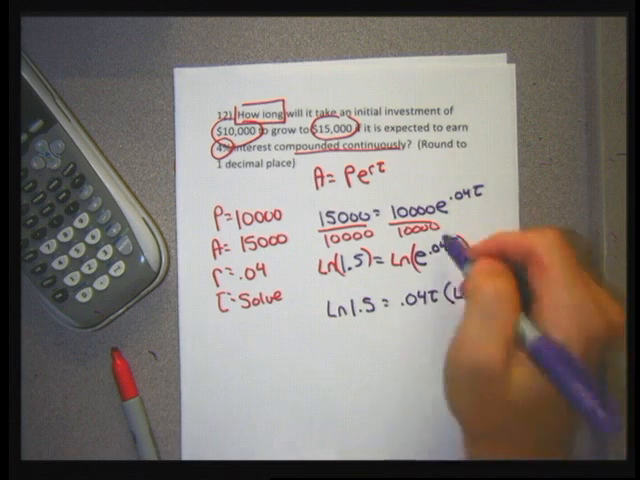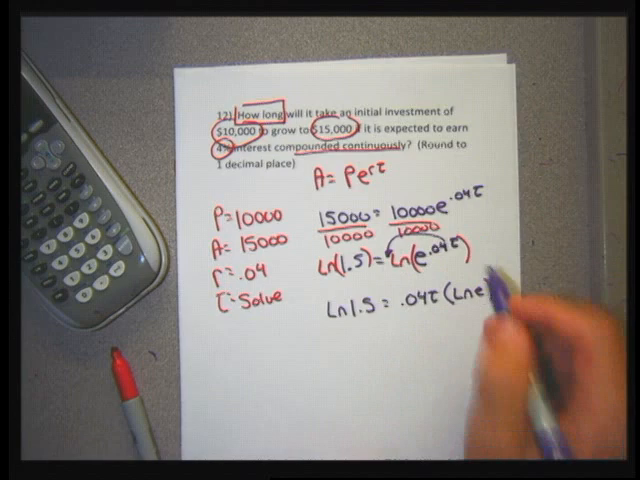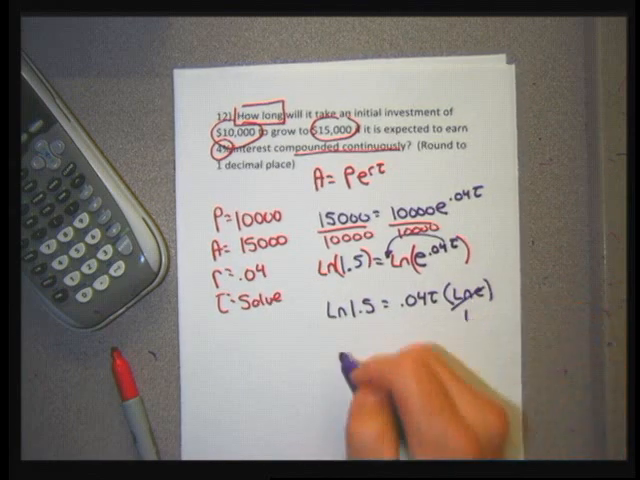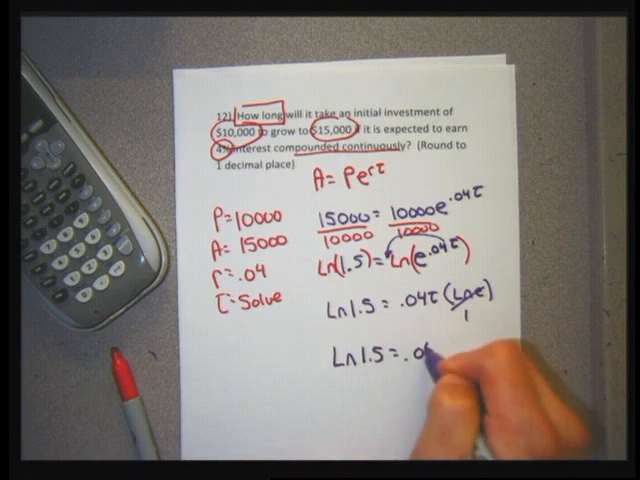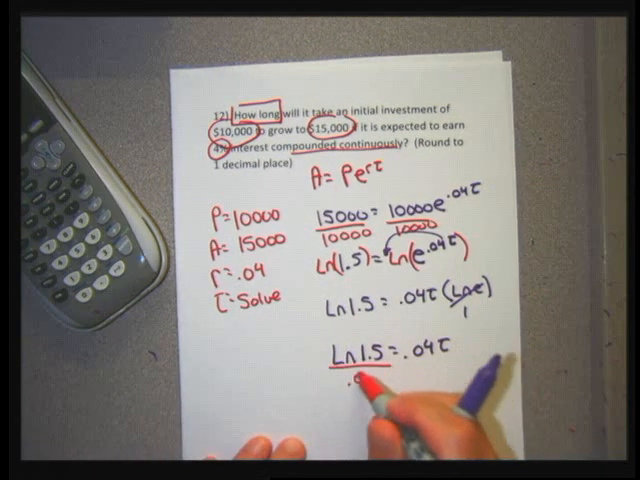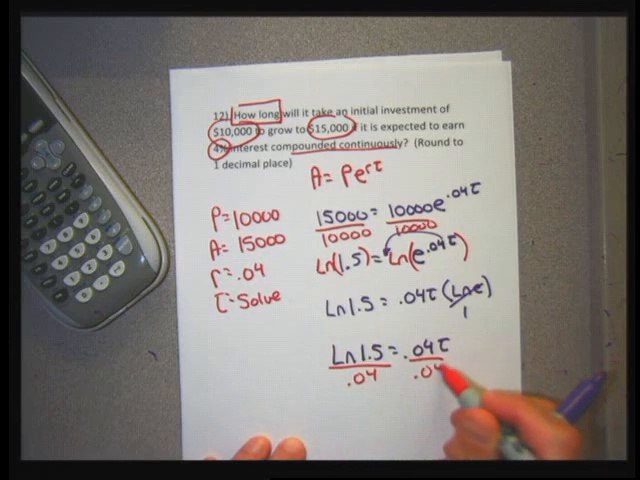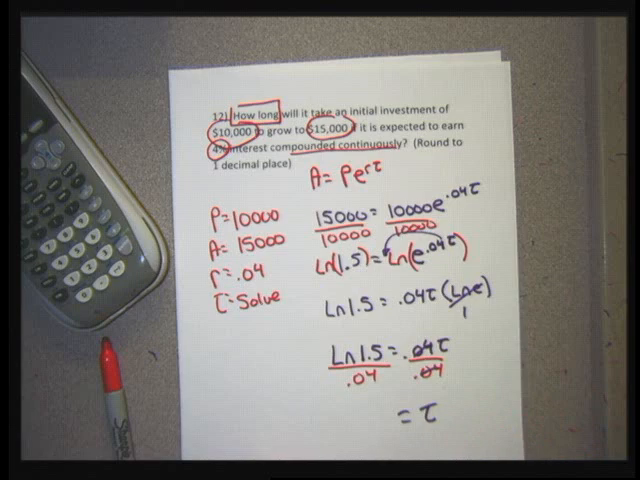So I took this 0.04 and wrote it in front of the logarithm. Because the ln of e is equal to 1, I can cross that out, and I get the ln of 1.5 equals 0.04t. I'm going to divide each side by 0.04. On the right side, the 0.04s are going to cancel. I'm going to have my t isolated.